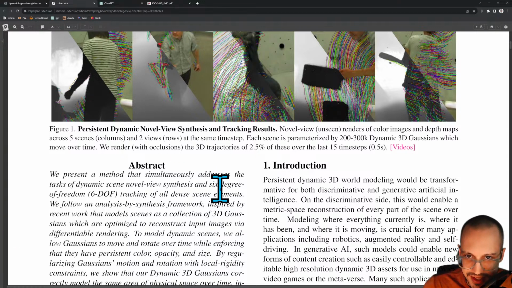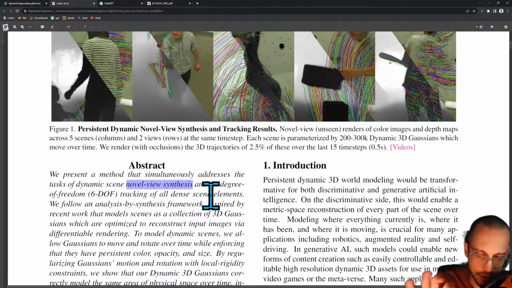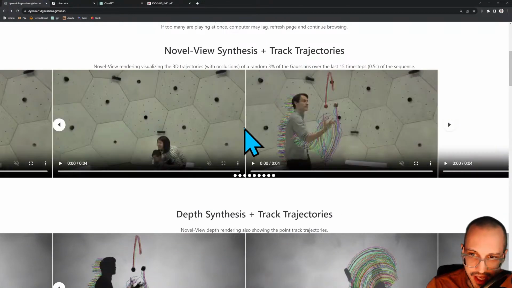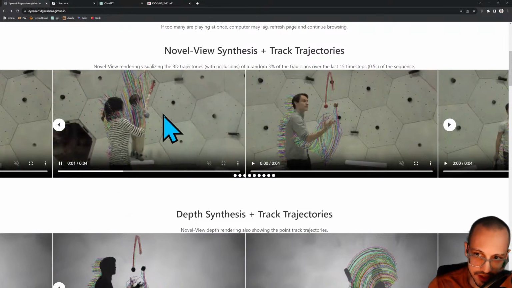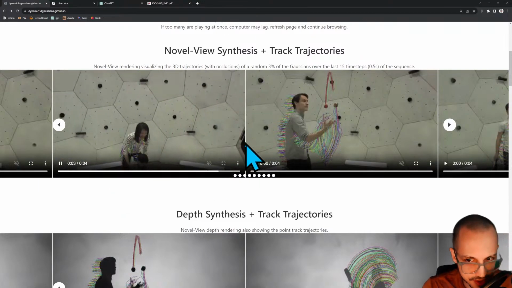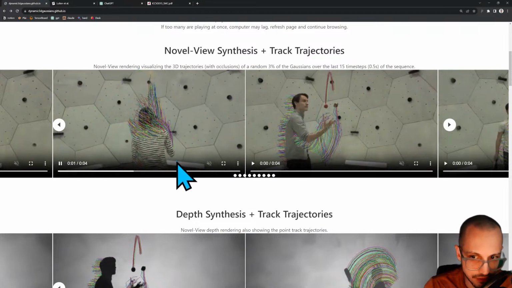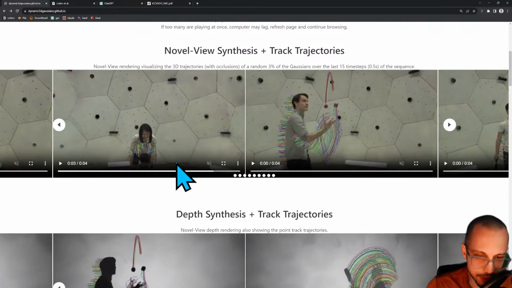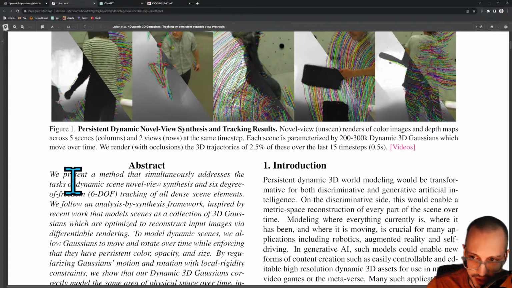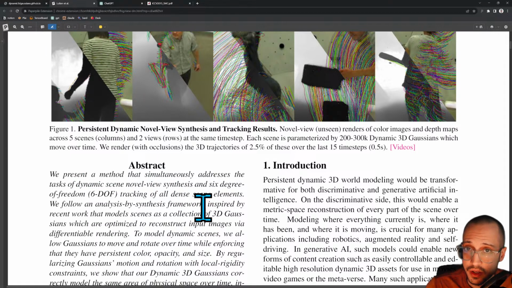We present a method that simultaneously addresses the task of dynamic scene novel view synthesis. So novel view synthesis is creating images from a view that you haven't seen before. The camera trajectory of this, there was no camera there, right? This is a virtual camera trajectory. It's a novel view. There's a bunch of novel views. This is probably 30 frames a second, and it's kind of panning around. And then the dynamic refers to the fact that the scene itself is dynamic, right? So the scene is changing over time. It's not a static scene.